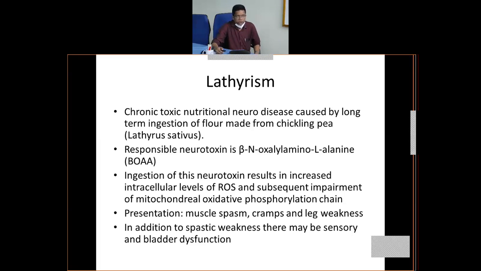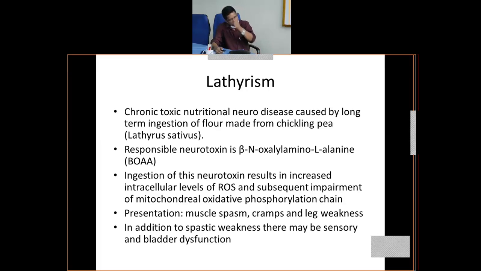Lathyrism sometimes is a toxic nutritional disorder, for theoretical discussion. Chronic toxic nutritional myelopathy is a neurological disease caused by long-term ingestion of flour made from the sickling pea, that is Lathyrus sativus. The responsible neurotoxin is beta-N-oxalyl-amino-L-alanine, BOAA.